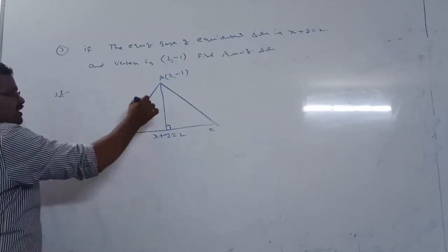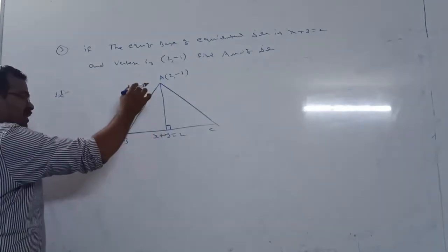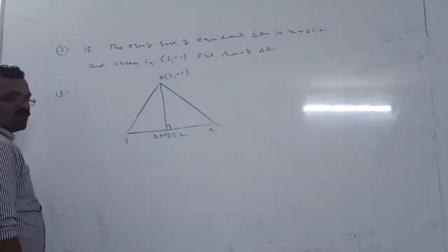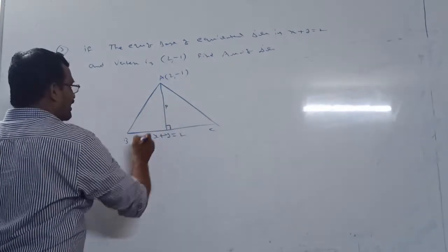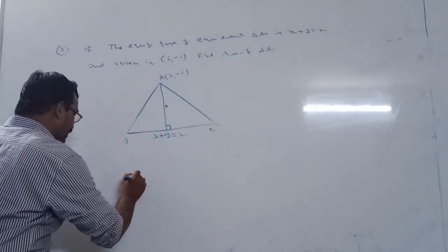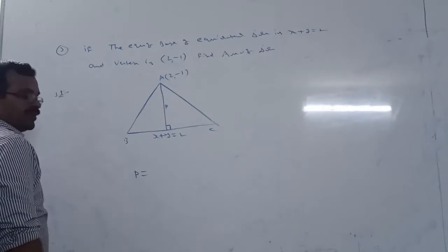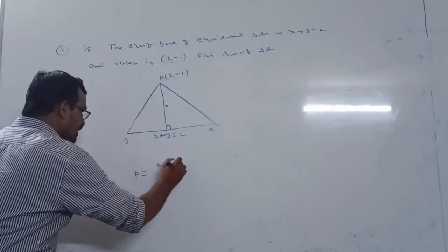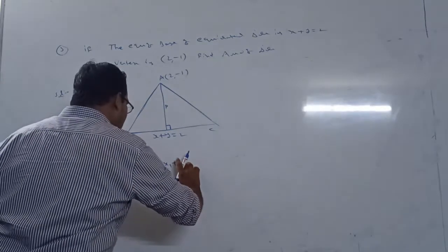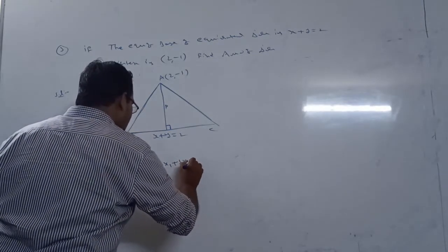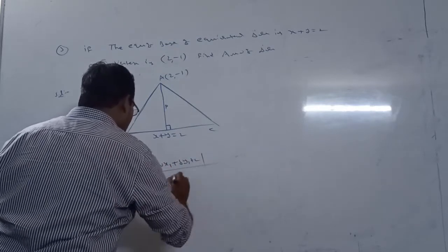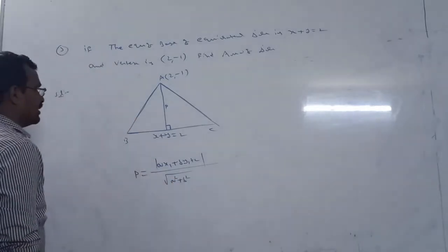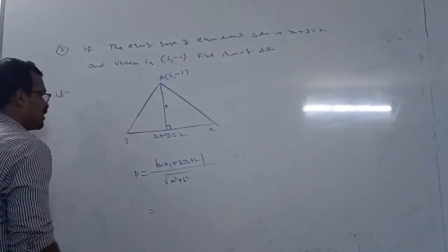In an equilateral triangle, this perpendicular is nothing but the median, internal angle bisector, and altitude also. So first of all, I find the length of the altitude. P is nothing but the perpendicular distance, |Ax1 + By1 + C| divided by under root of a square plus b square. So find the length of the altitude.